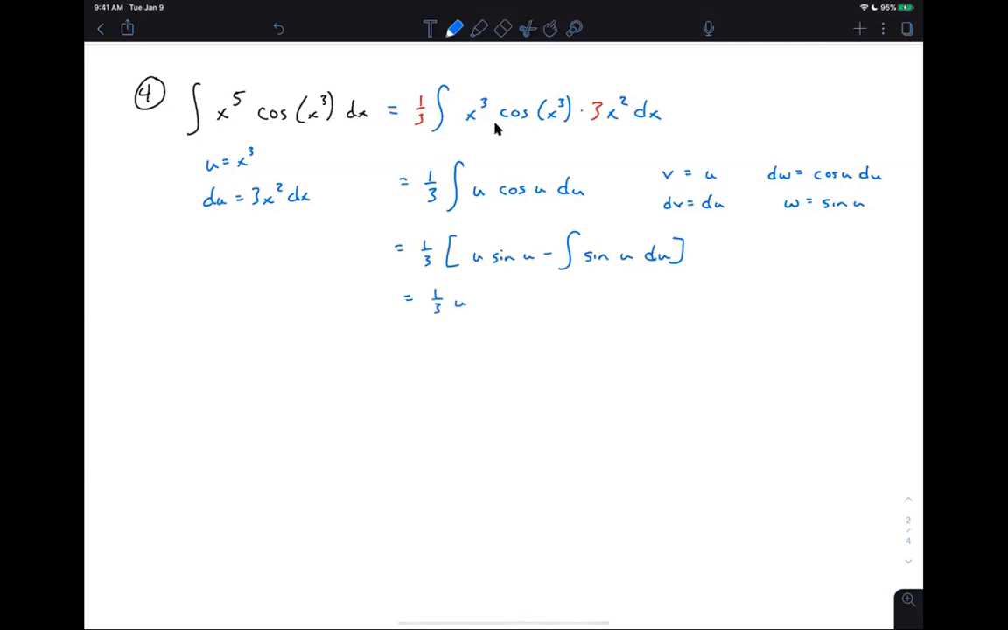Take a step to distribute the 1/3. So we get 1/3 u sine of u minus 1/3 integral sine u du. And now the integral of sine u is negative cosine, so we get 1/3 u sine u plus 1/3 cosine u plus c, and now u is x cubed. So we get 1/3 x cubed sine of x cubed plus 1/3 cosine of x cubed plus c.